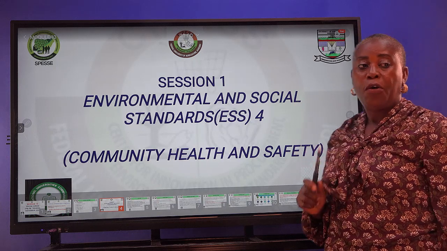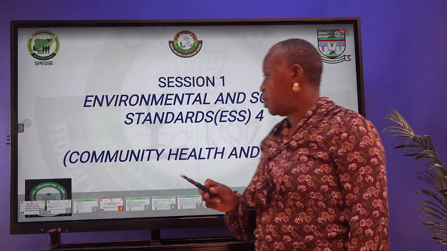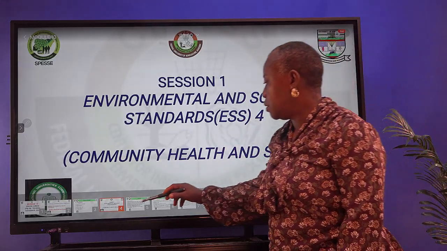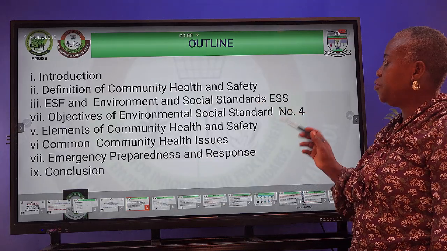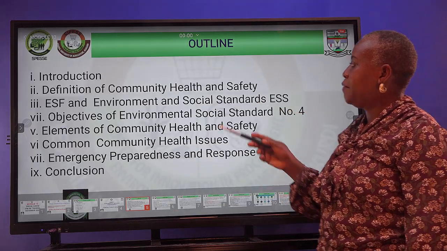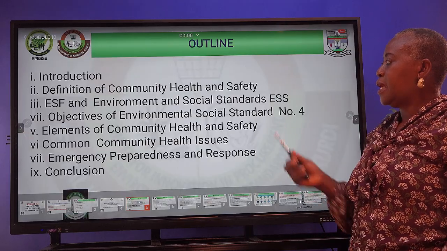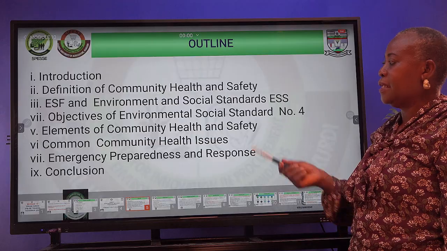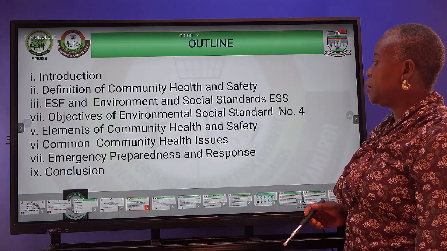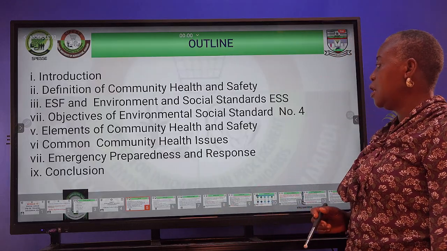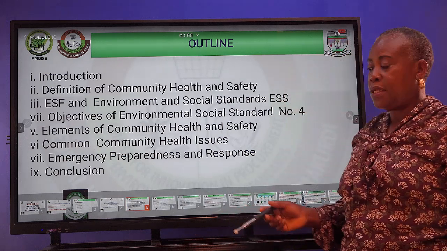This is environmental standard 4 of the environmental social framework. Our outline for the module will be an introduction to the topic, definition of terms, linking this topic and the environmental social framework, objectives of the ESS4, elements of community health and safety, common community health issues, and emergency preparedness in communities.